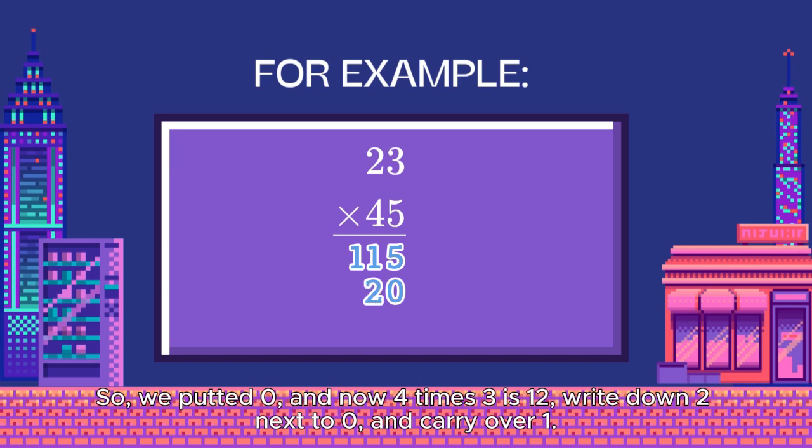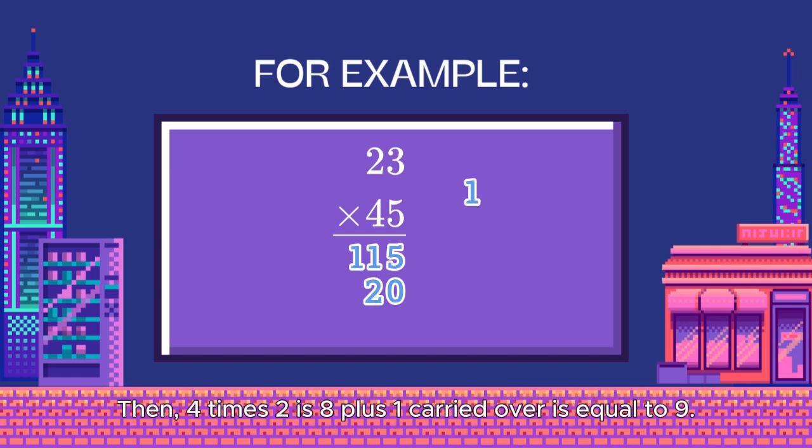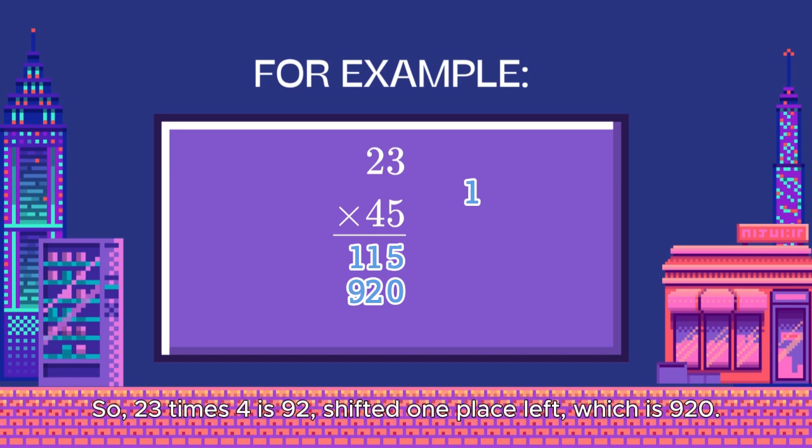Write down 2 next to the 0 and carry over 1. Then 4 times 2 is 8 plus 1 carried over is equal to 9. So 23 times 4 is 92. Shifted 1 place left, which is 920.